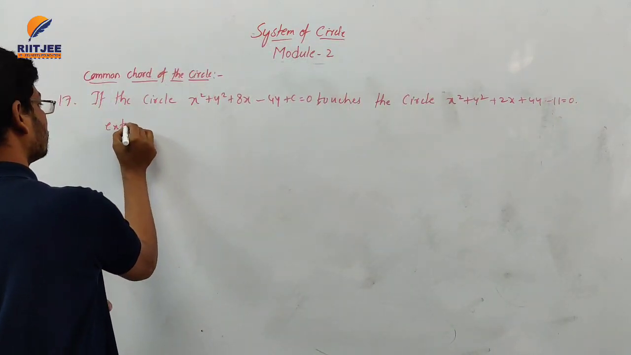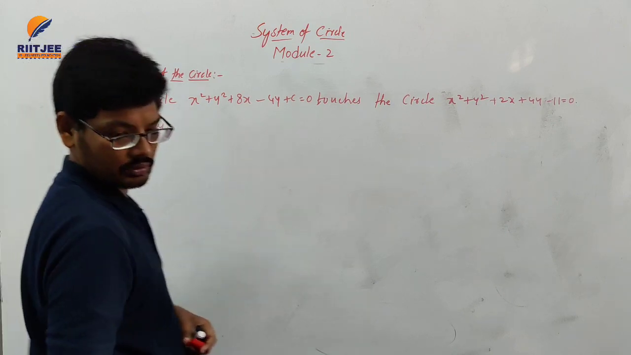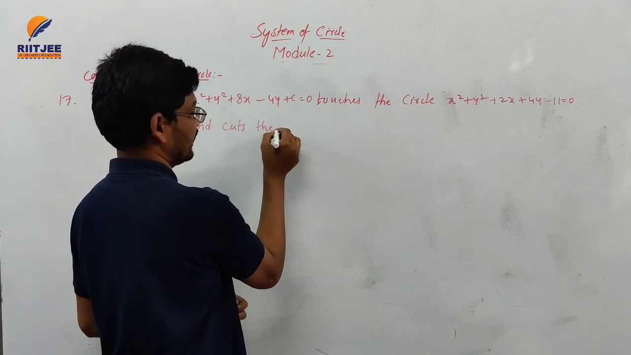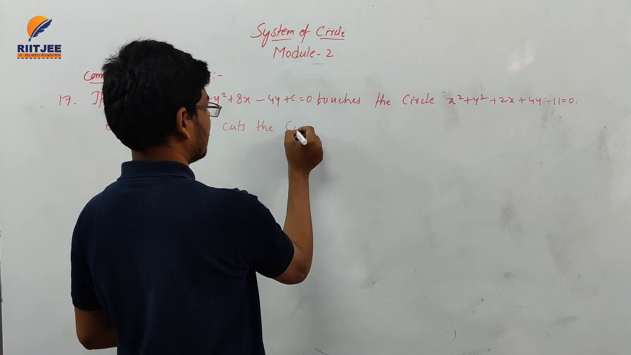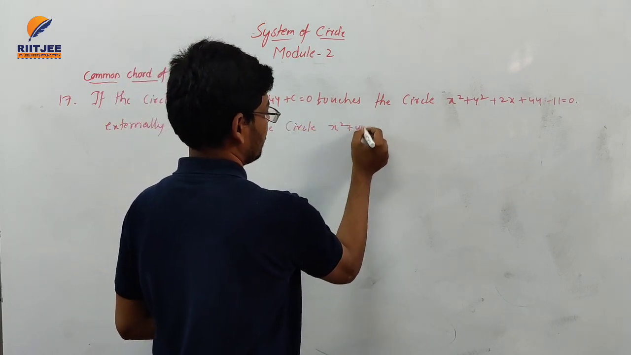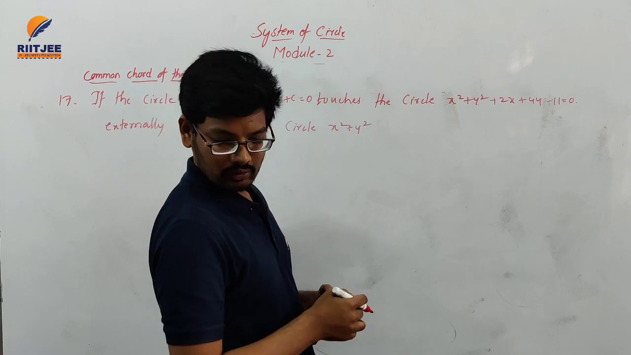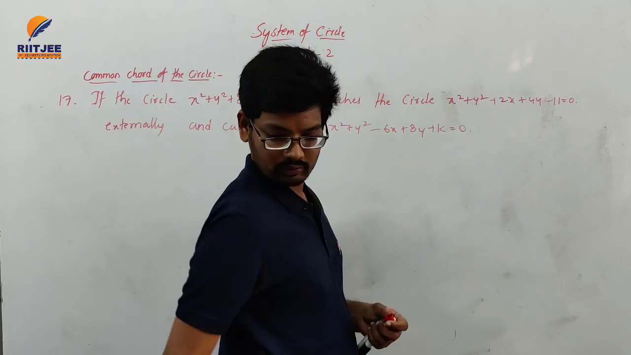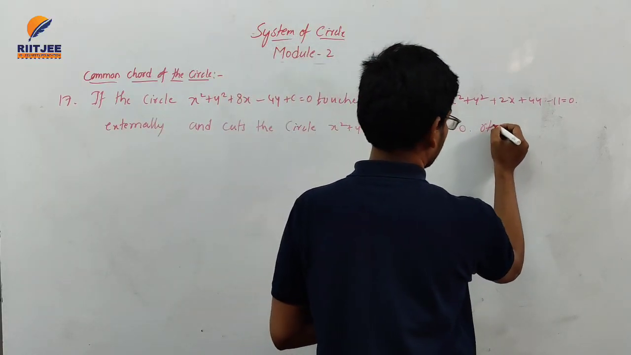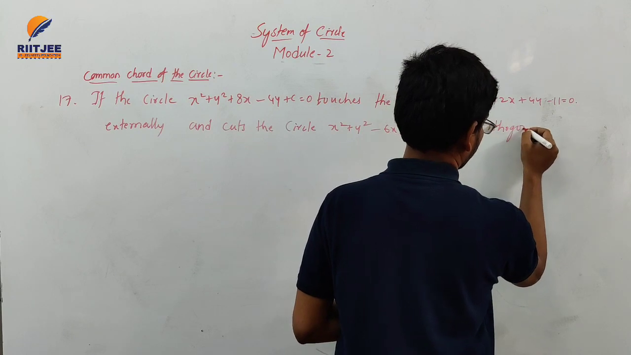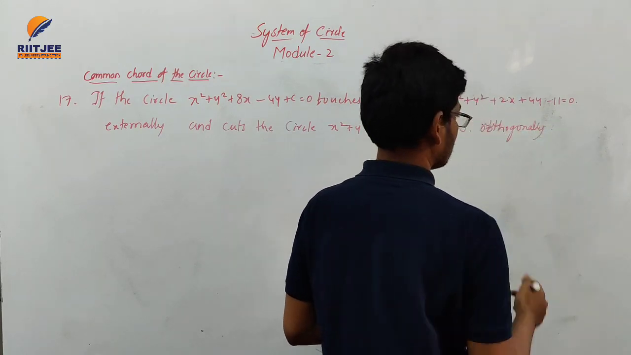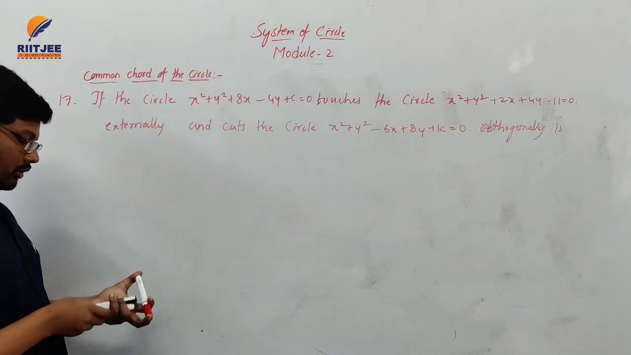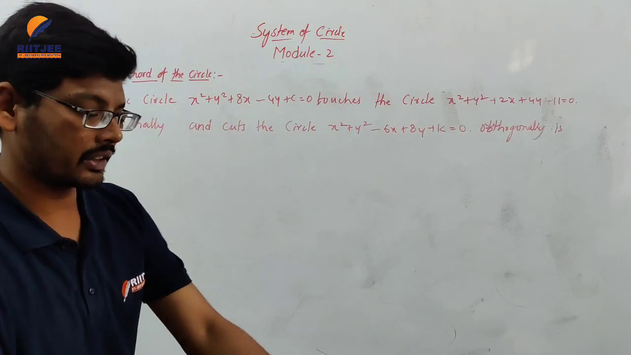and cuts the circle, one more circle, that is x square plus y square minus 6x plus 8y plus k is equal to 0, orthogonally, is. Here, first understand the question, what is given and what is being asked to find here.